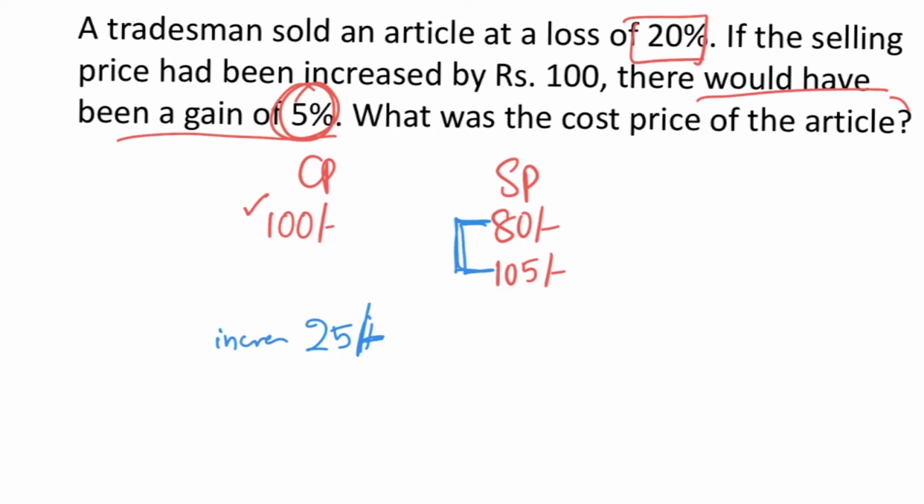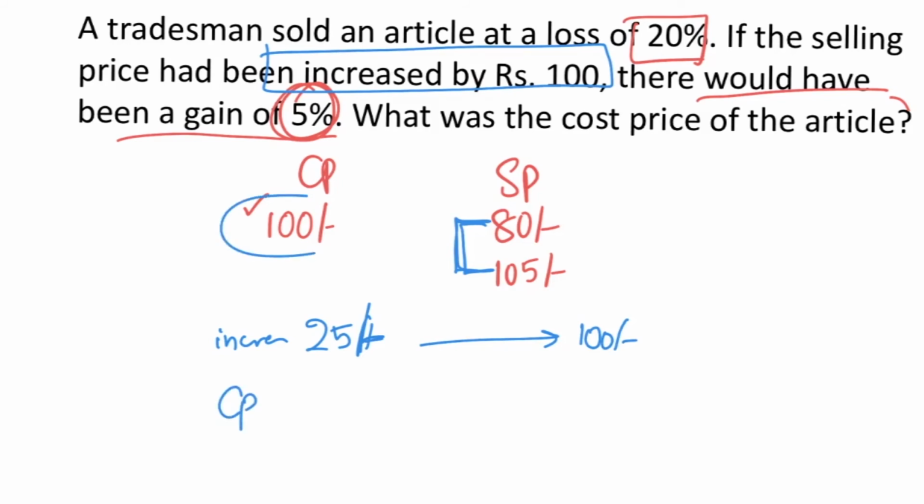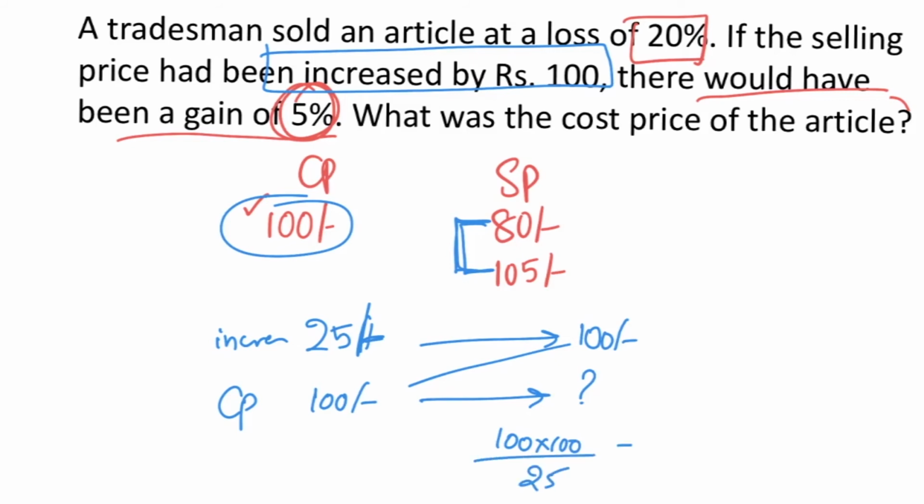The 25 rupees increase is given in the problem as 100 rupees. 25 is given as 100. Then what is the cost price? Cost price is 100 as we assumed, but really it is how much? 100 multiplied by 100 divided by 25. So cost price must be 400 rupees.